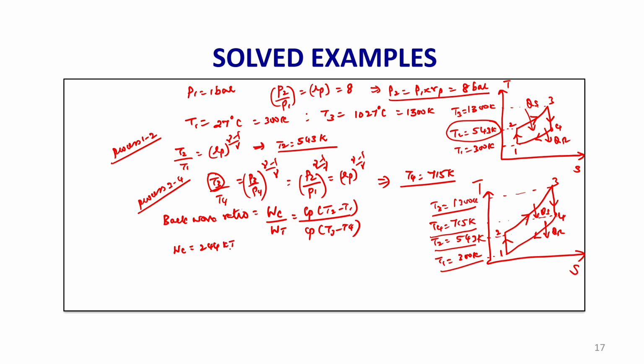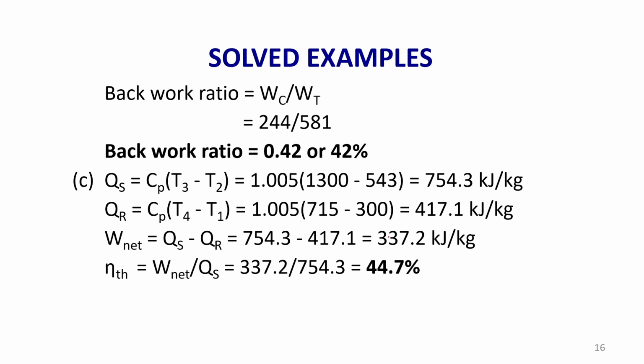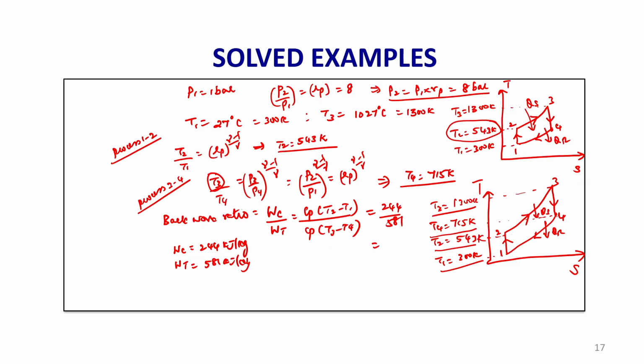244 kilojoule per kg, turbine work is using this formula, 581. You substitute here 244 divided by 581, the back work ratio comes to around 0.42 or 42%, which is much higher compared to the back work ratio in case of a steam power plant, multiplied by 100. So this is back work ratio, BWR.